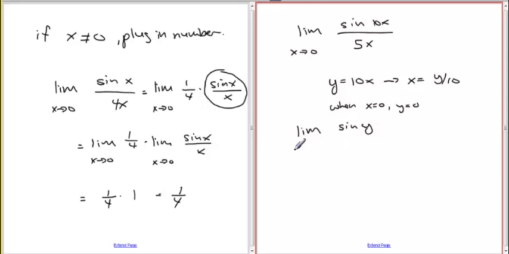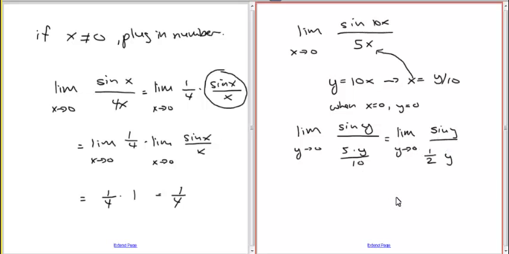So you're letting y go to 0, not x go to 0. This becomes the sine of y. And for x, you put in y divided by 10. I plug into there, you get y over 10. Again, you're going to separate, so this is going to be the sine of y over, well, 5 divided by 10 is a half, so you get 1/2 y.